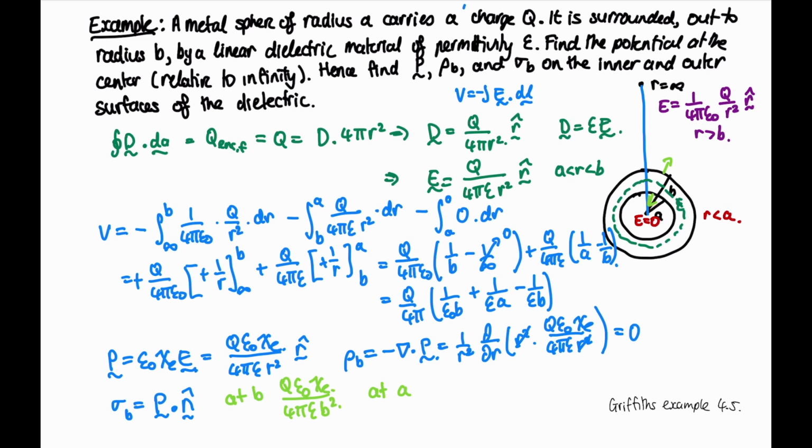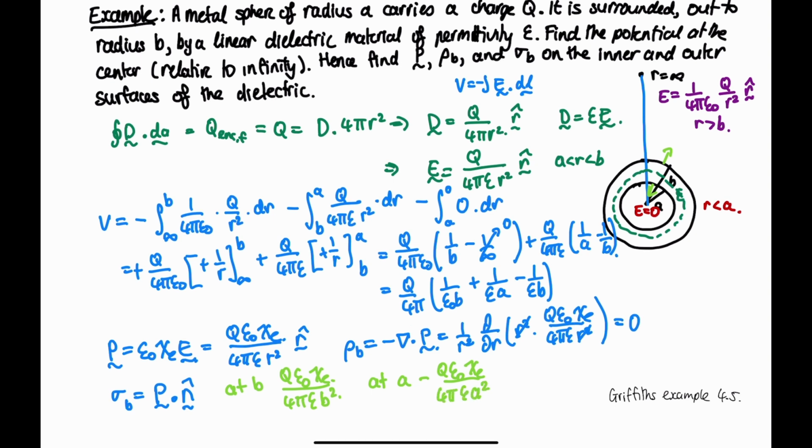So this is going to have the opposite sign. So this is going to be equal to minus Q epsilon naught times the susceptibility divided by 4 pi epsilon A squared. Okay, so one thing to notice is that we have negative charge around here and positive charge around here. So this dielectric is slightly cancelling out the electric field in this region.